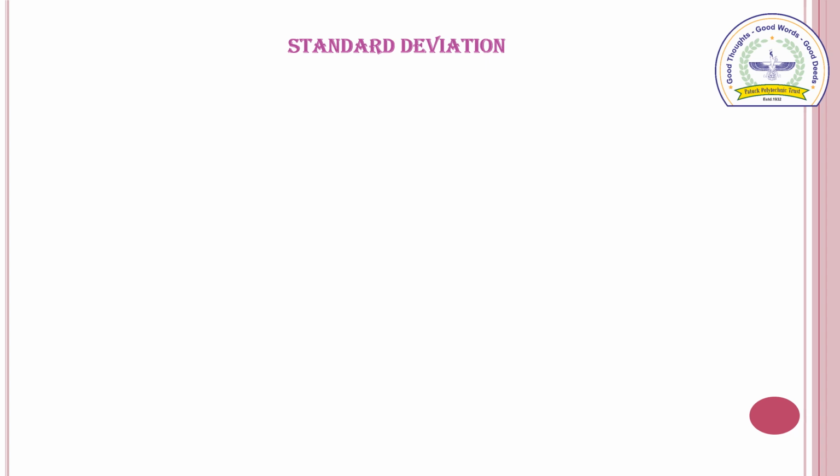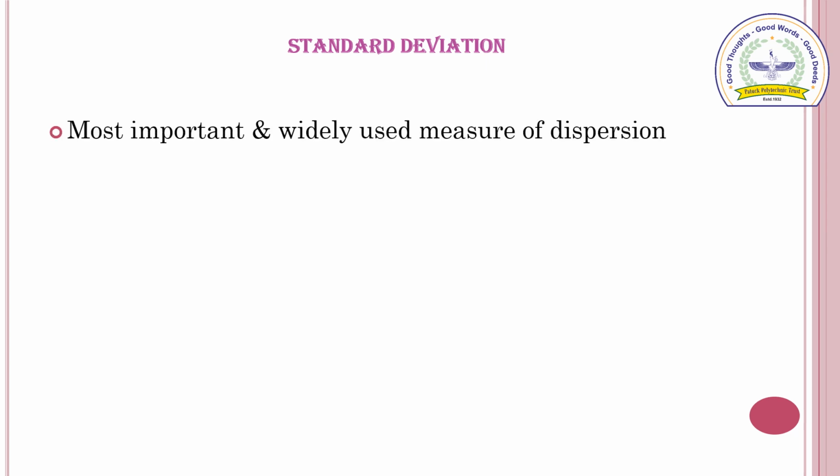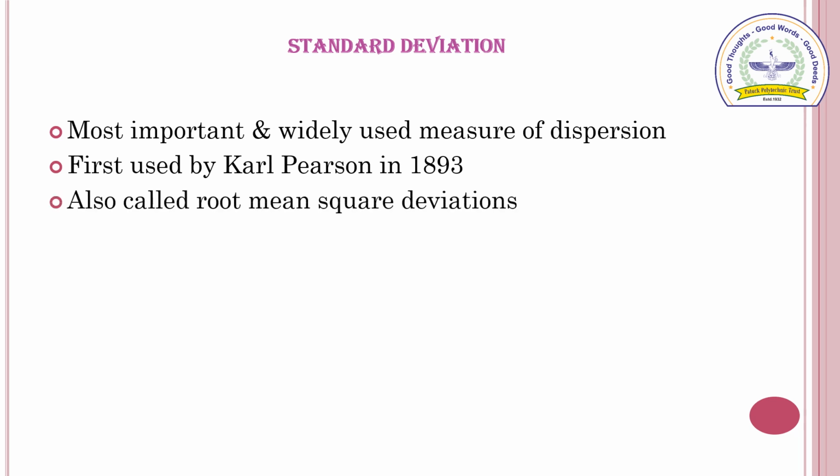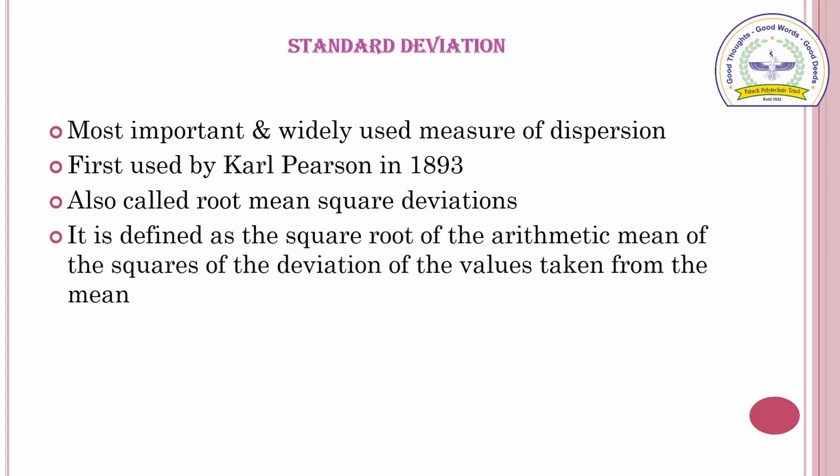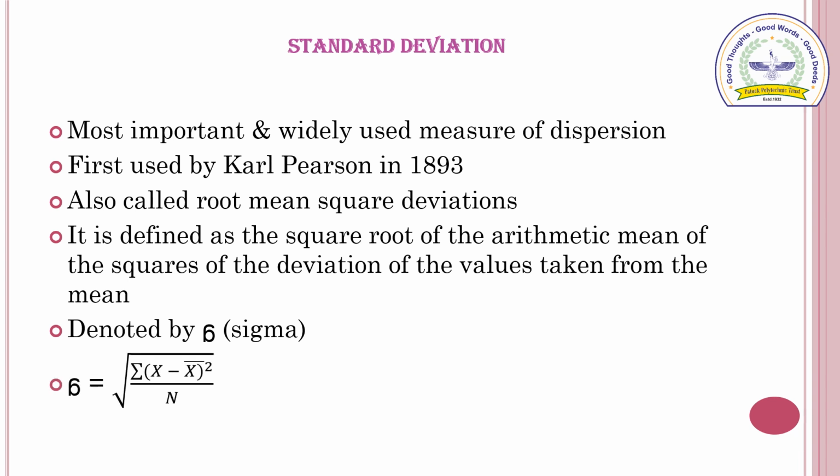Standard deviation. Standard deviation is the most important and widely used measure of dispersion. It was first used by Karl Pearson in 1893. It is also called root mean square deviation. It is defined as the square root of the arithmetic mean of the squares of the deviations of the values taken from the mean. It is denoted by sigma, and sigma equals square root of summation (x minus x bar) square upon n.